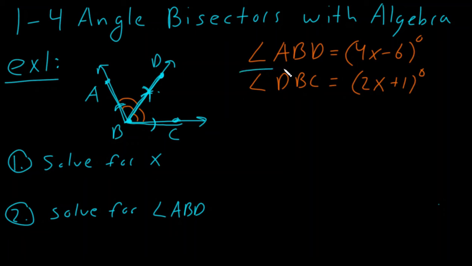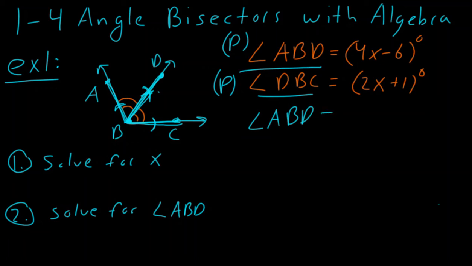So we're given angle ABD, which we see is the top part, and I'm going to label that the part. And we're given also angle DBC, which is another part. And what do we know about an angle bisector? It cuts the angle into two congruent pieces, so we can actually write the congruency statement. Angle ABD is congruent to angle DBC.